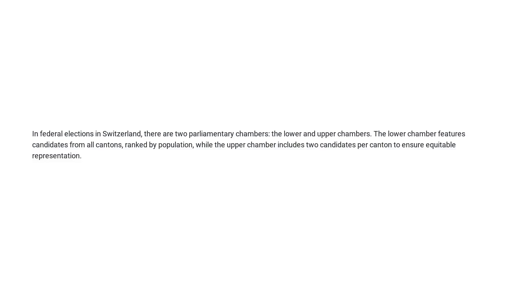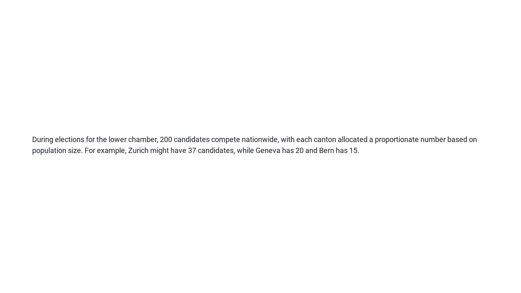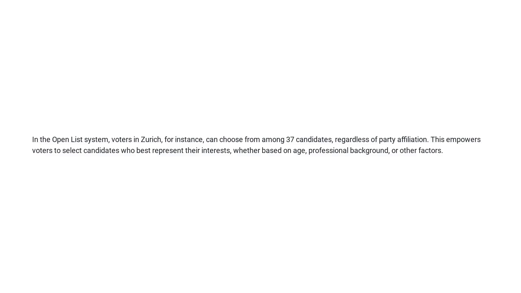to ensure equitable representation. During elections for the lower chamber, 200 candidates compete nationwide, with each canton allocated a proportionate number based on population size. For example, Zurich might have 37 candidates, while Geneva has 20, and Bern has 15. In the open list system, voters in Zurich, for instance, can choose from among 37 candidates, regardless of party affiliation.